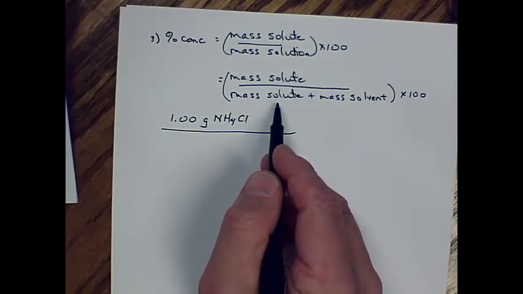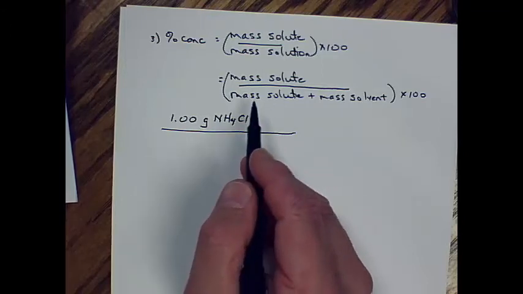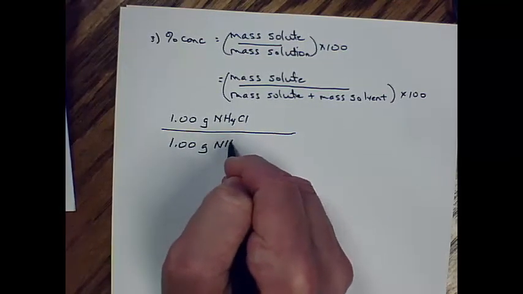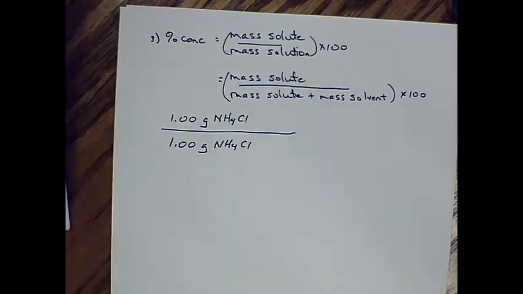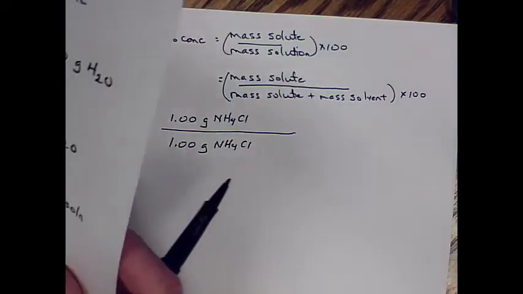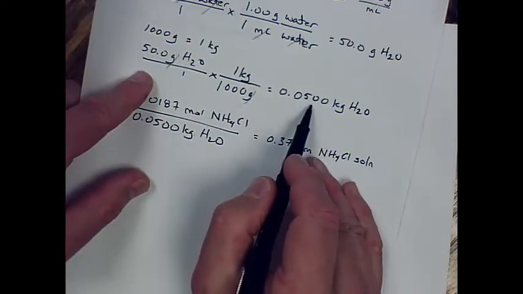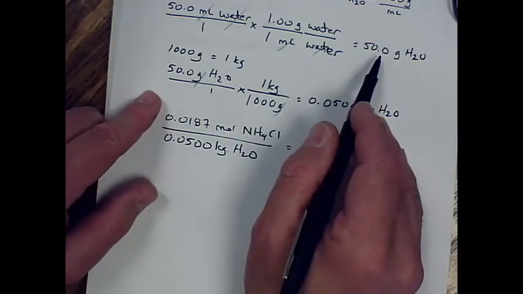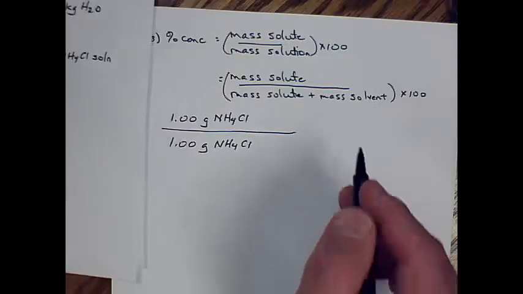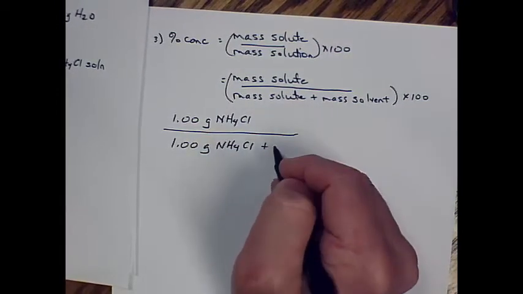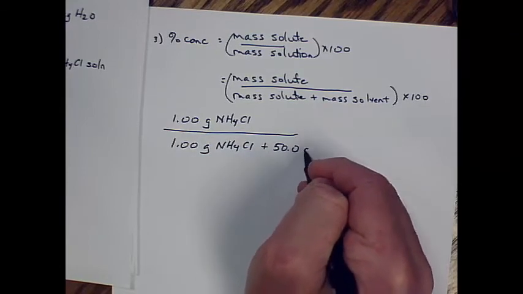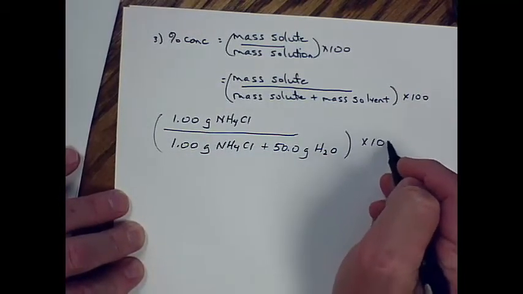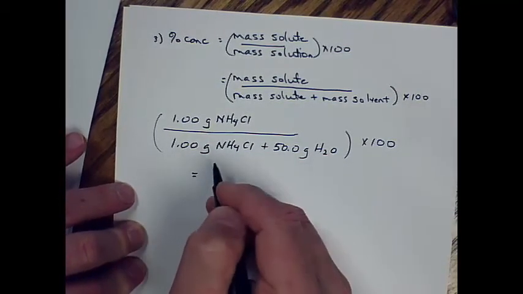The mass of the solute is the mass of the ammonium chloride. So we've got 1.00 grams of NH4Cl. The mass of the solvent is the mass of the water, and we already found that the mass of the water was 0.0500 kilograms, or 50 grams. That's what we started with here. So we're going to add the mass of the solvent, which is water, plus 50.0 grams of H2O. And then the whole thing gets multiplied by 100. And we do the math.